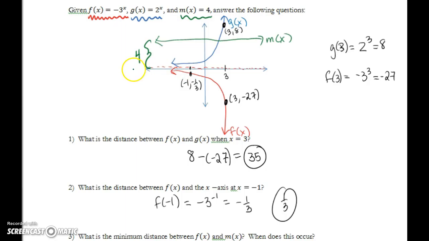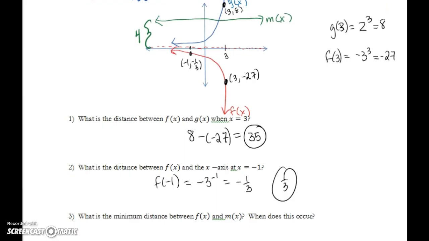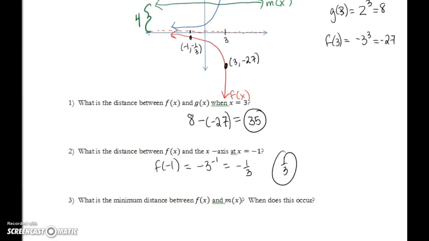If you went infinitely forever, though, to the left, you would be 4 units away. So you could say one of two things. You could say that there is none, or you can say that the minimum is equal to 4 at x equals negative infinity.